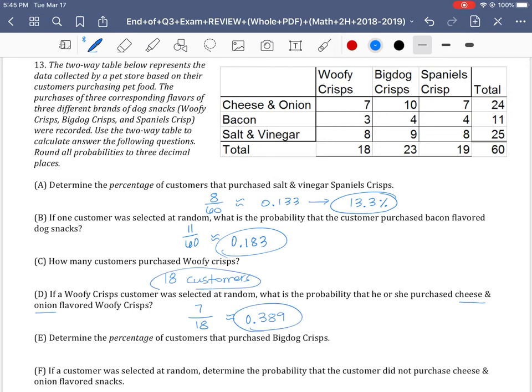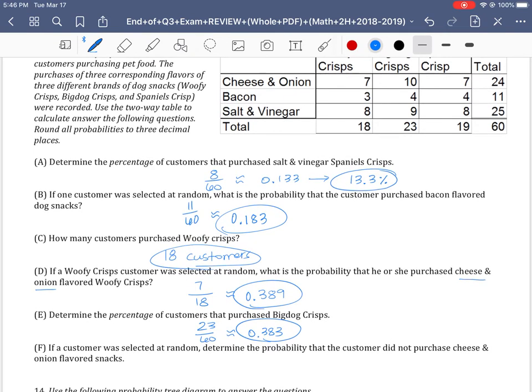Again, determine the percentage of customers that purchased Big Dog Crisps. So again, we just come up to the top, we find how many purchased Big Dog Crisps. It doesn't restrict us in any way, so that again is out of the total. That's what we want to practice here with these, just making sure that we can tell when it is calculating out of the total or restricting us to a specific part.